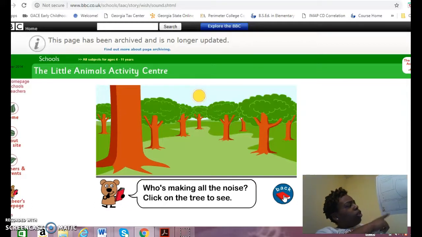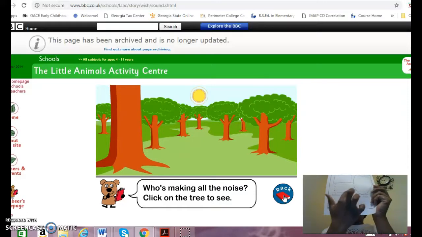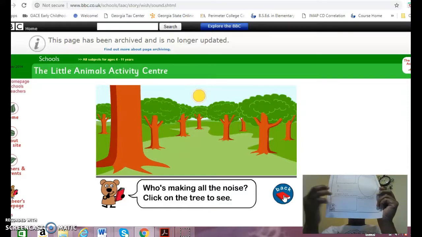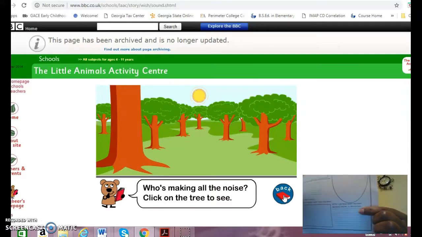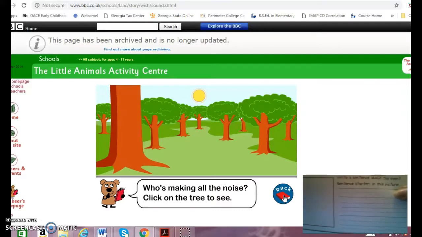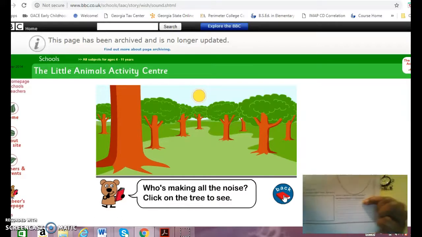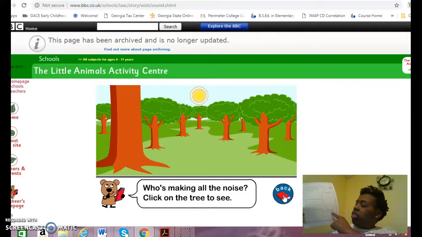Down here, you're going to tell what happened in the story. Draw a picture of a major event from the story. So you're going to describe something that happened in the story. On this side, you guys are going to write a sentence about that event that you drew. Write a sentence about the event using this sentence starter. This is the sentence starter. The sentence starter is in this picture.